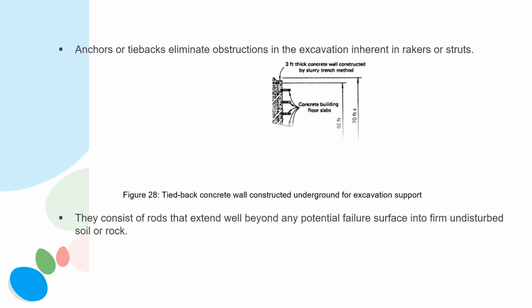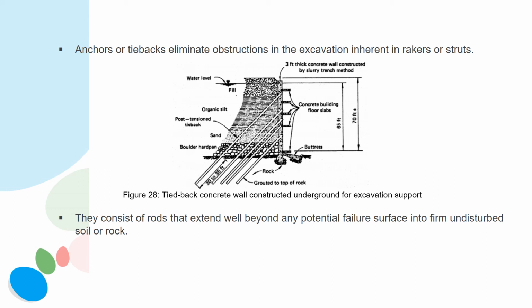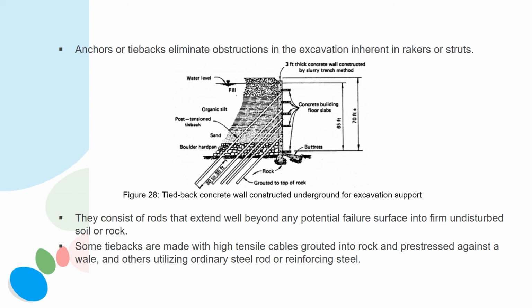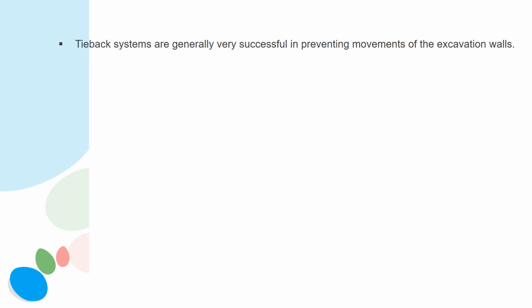They consist of rods that extend well beyond any potential failure surface into firm undisturbed soil or rock. Some tiebacks are made with high tensile cables grouted into rock and pre-stressed against a wale, and others utilize ordinary steel rod or reinforcing steel. Figure 28 shows a tieback concrete wall constructed underground for excavation support. Tieback systems are generally very successful in preventing movements of the excavation walls.